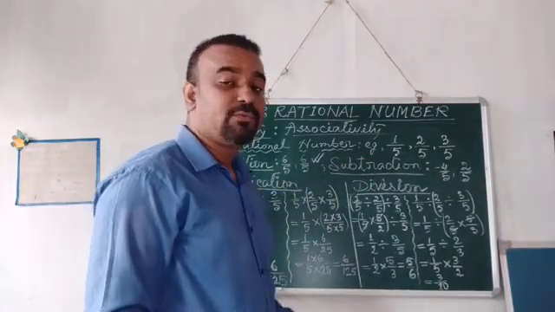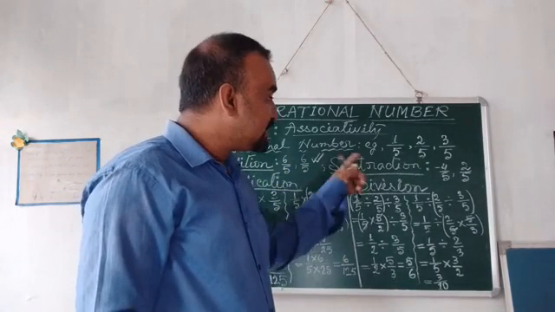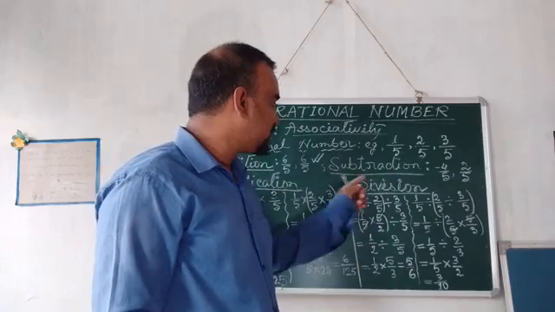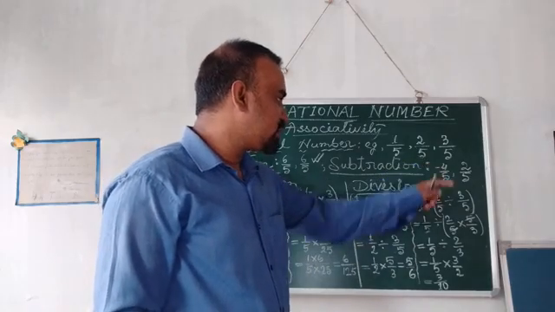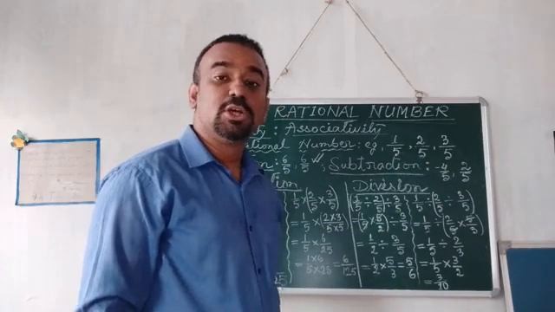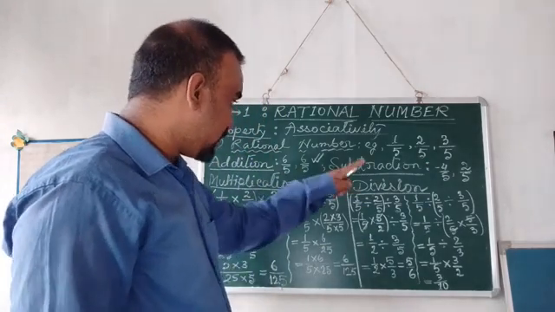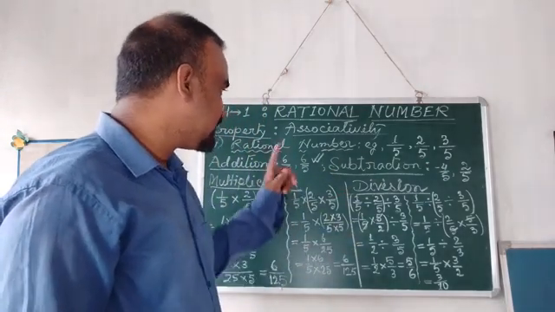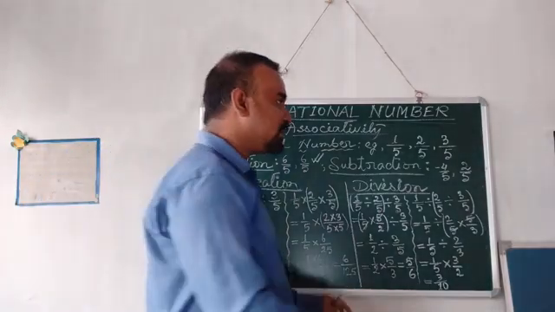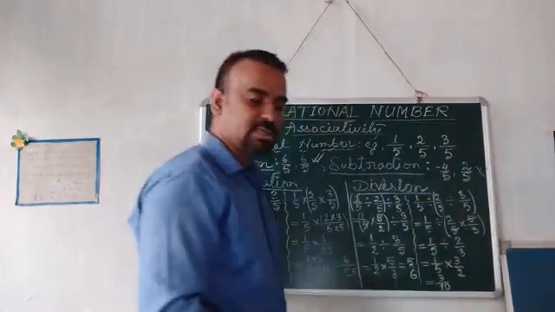For subtraction, we have seen that the results are different, they are not the same. One of the results was minus 4 by 5, the other one was 2 by 5. So for subtraction, associativity is not applicable for rational numbers. So we will put a cross on this.